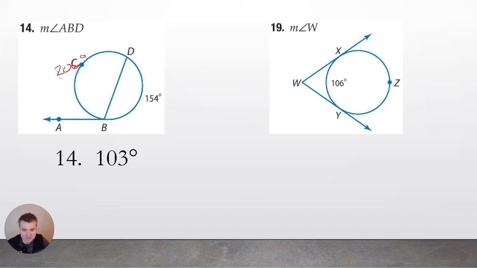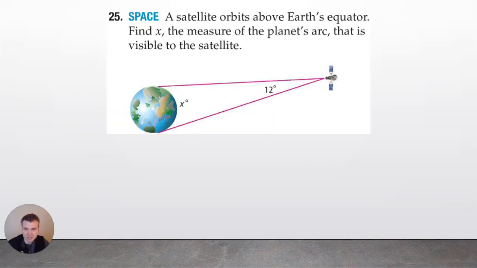Now, another way that some people approach this problem is to draw this line out here. I know that the measure of this angle is 77 degrees. And now this is 180 minus 77, which is 103 degrees. All right, 19, we didn't have to do, but would have got 74 degrees if we did.